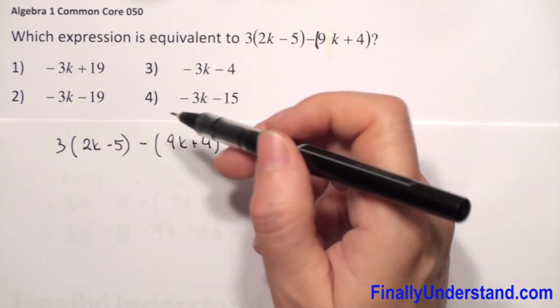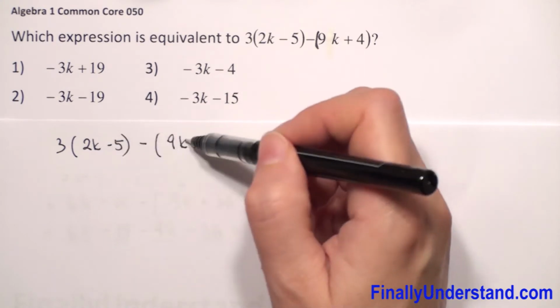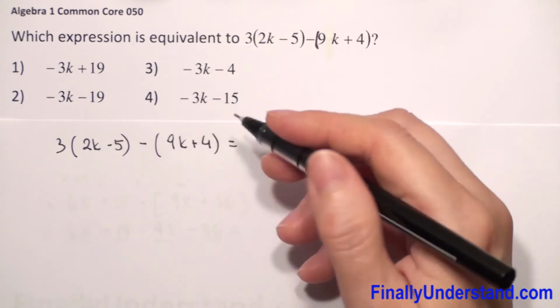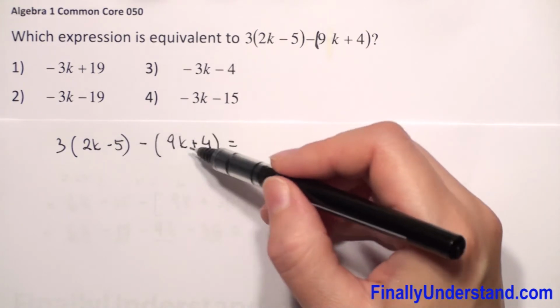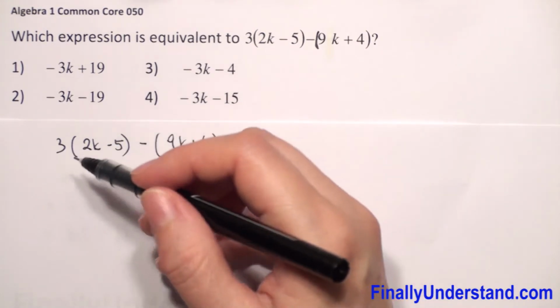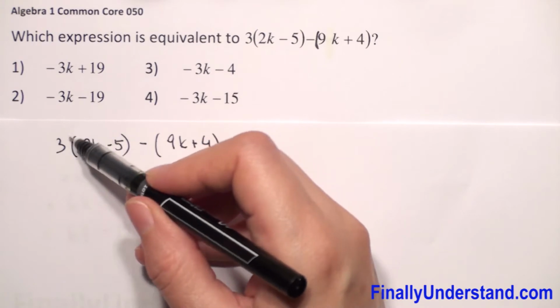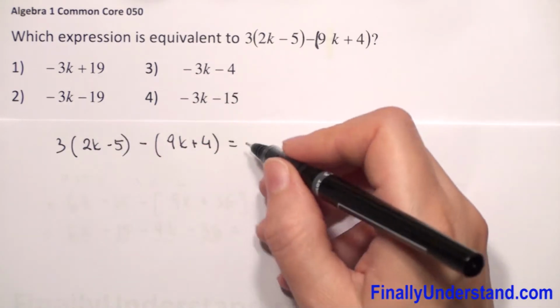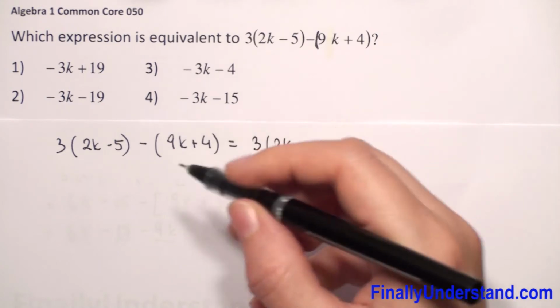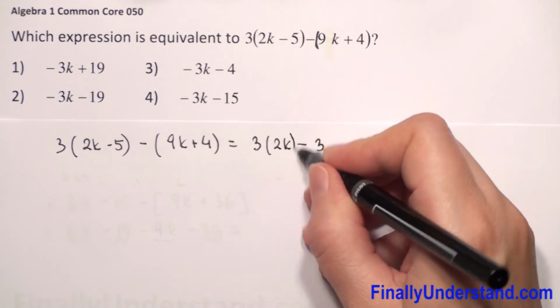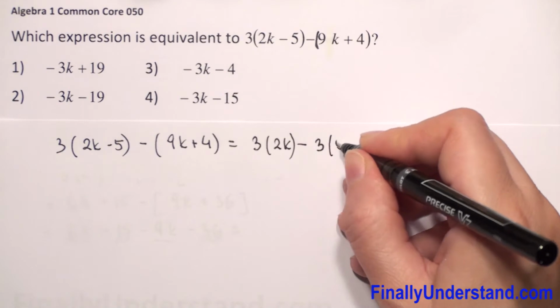In the parentheses we cannot do anything because we have different terms, 2k and 5, so we cannot combine, and 9k and 4. So what do we have to do? We have to multiply the first expression in parentheses by 3 first. So it will be 3 times 2k minus 3 times 5.